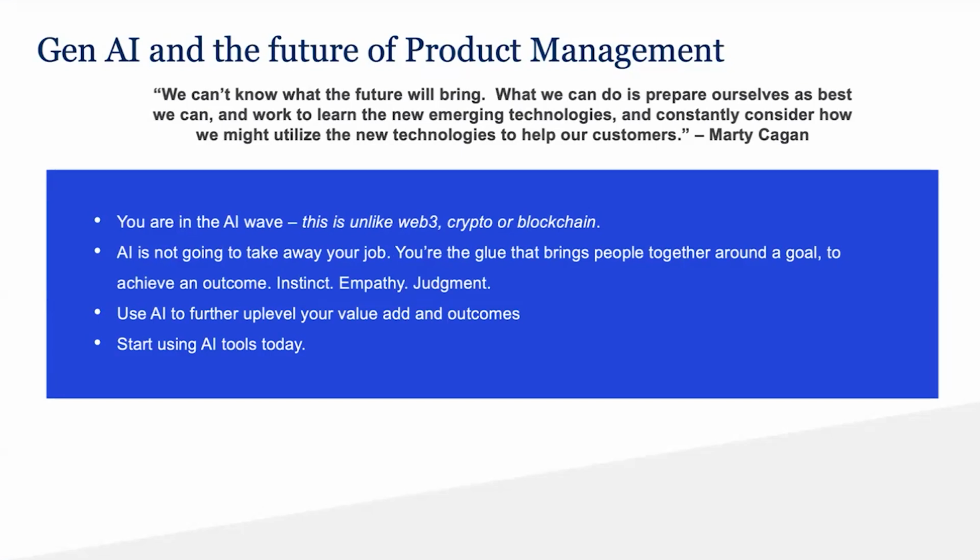I also think that AI is not going to take away your job. Product management is fundamentally a people role where you have to bring people together around a goal, convince, align, and achieve an outcome. You are the key person to understand customers. You need to be empathetic and you need to have good judgment. You can use AI to uplevel your value add and deliver better outcomes.